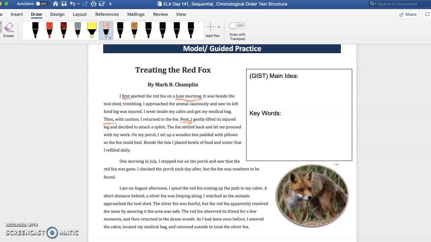On my porch, I set up a wooden box padded with pillows so the fox could heal. Beside the box, I placed bowls of food and water that refilled daily. One morning in July, so now guys, I see that time is actually passing by because at first the story started out in June and now it's July. I stepped out on the porch and saw that the red fox was gone. I checked the porch each day after, but the fox was nowhere to be found.